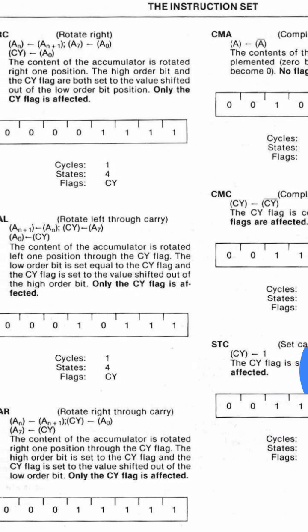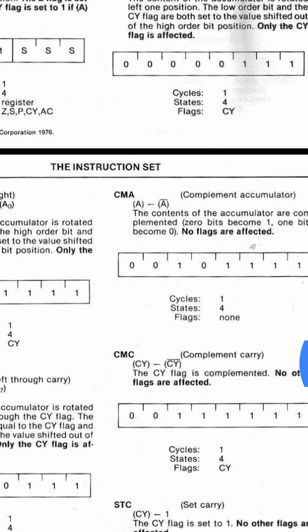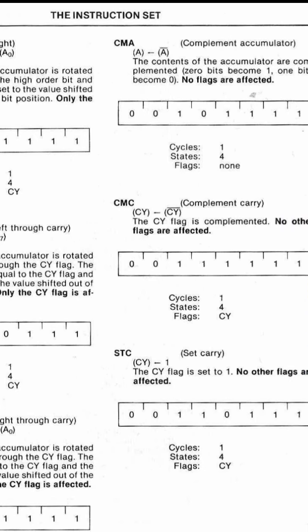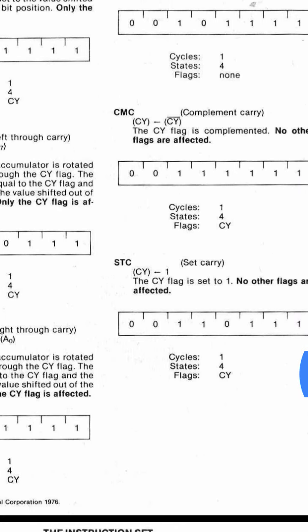Next instruction is CMA, complement accumulator. Complement means making 0 bits into 1 and 1 bits into 0. So whatever accumulator contents are there will be complemented. CMC, complement carry. If the carry flag is 1, it will become 0. If it was 0, it will become 1. STC, set carry. Whatever the previous value of the carry flag may be, it will be set to 1.